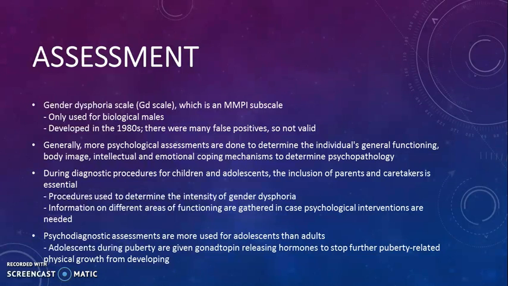In regards to the diagnostic procedures for children and adolescents, the inclusion of parents and caretakers is essential. Procedures in children are done to gauge the intensity of gender dysphoria. Information on different areas of functioning were gathered so that, if needed, psychological interventions could be made. A psychodiagnostic assessment is used more for adolescents than adults. Adolescents who have entered puberty could be given gonadotropin-releasing hormones to stop further puberty-related physical development from happening. The physical effects of this are reversible, so it gives adolescents time to really be sure that this is what they want to do.